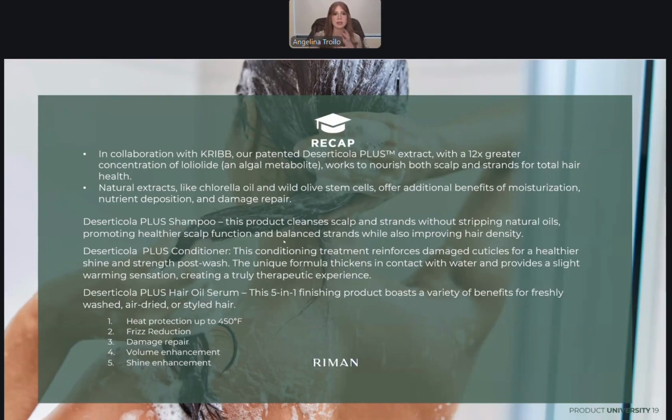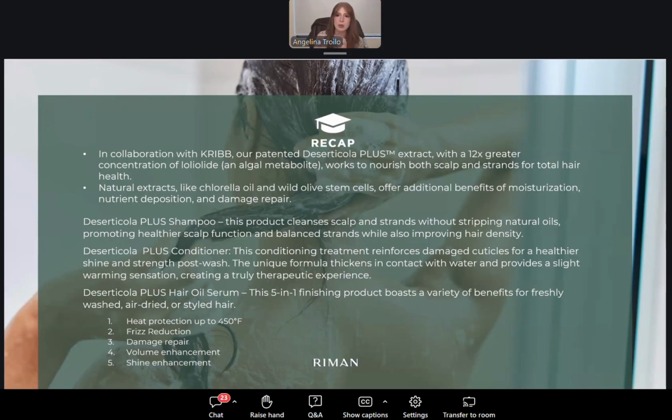The conditioner really comes in to not only reinforce that maintenance of healthy hair density or thickness, but to begin the repairing of your damaged cuticles. Even if you don't have damaged cuticles, just really keep making sure that they are the utmost shiny and the utmost brilliant and resilient as well. We also then have the Deserticola Plus Hair Oil Serum, which is a 5-in-1 finishing product for a variety of benefits: heat protection up to 450 degrees, reduction in frizz, a maintenance of style volume, damage repair, and shine enhancement as well.